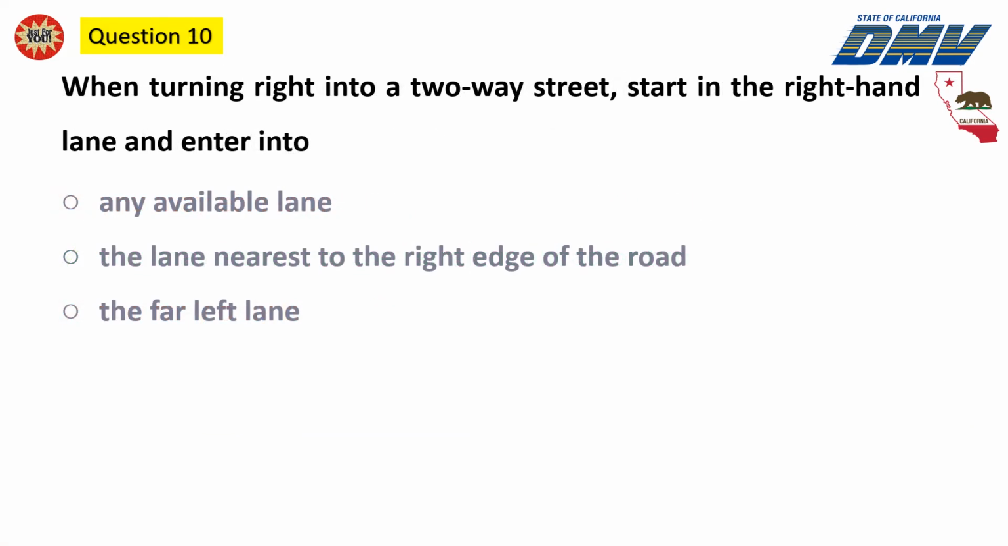Question 10. When turning right into a two-way street, start in the right-hand lane and enter into any available lane. The lane nearest to the right edge of the road. The far left lane.